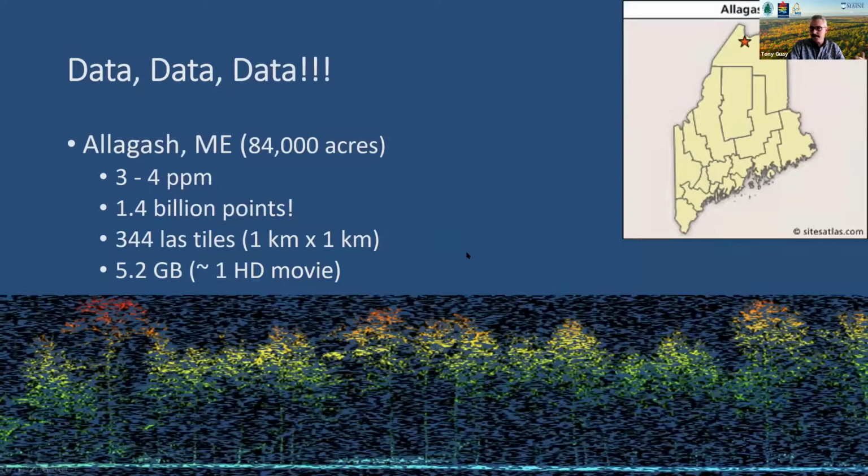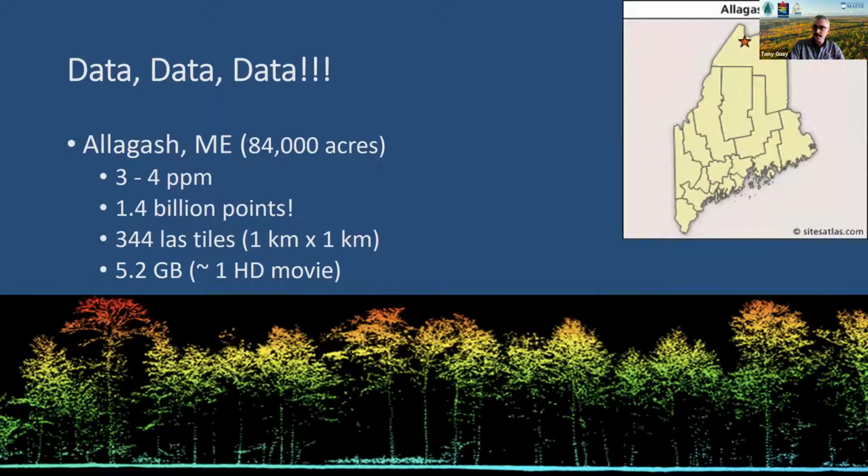So I've already mentioned that this is a lot of data that we're talking about, right? If we just look at, for example, the Allagash Township up in northern Maine, it's a little under 84,000 acres in size. And this is just from the state LiDAR, the QL2, so the free stuff for the state, 3 to 4 first return pulses per square meter. That works out to about 1.4 billion points. And the Allagash is encompassed within 344 LAS tiles. The LAS is just the file format, sort of a standard file format for point cloud data. And those are 1 kilometer by 1 kilometer tiles. Sometimes they're 1.5 by 1.5.